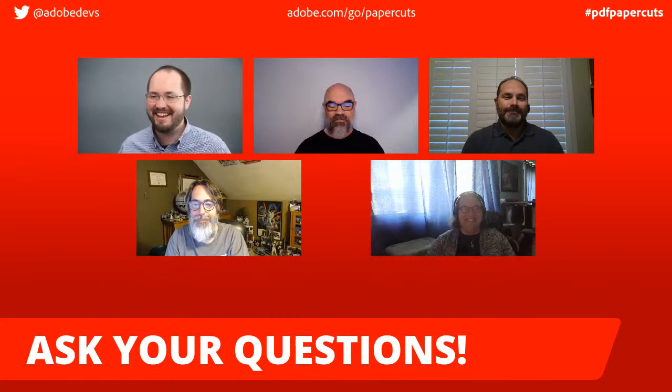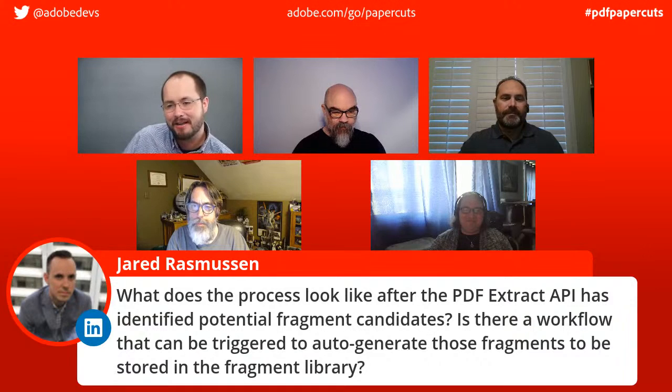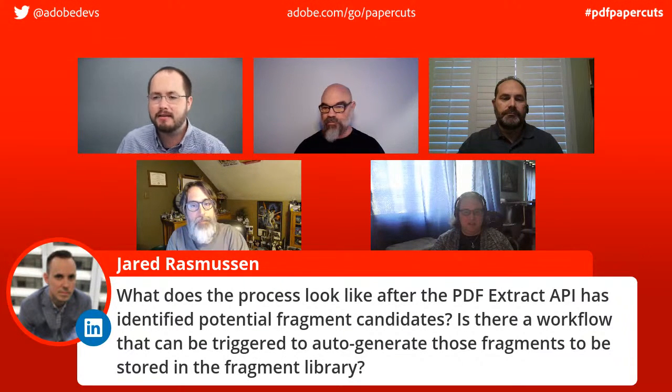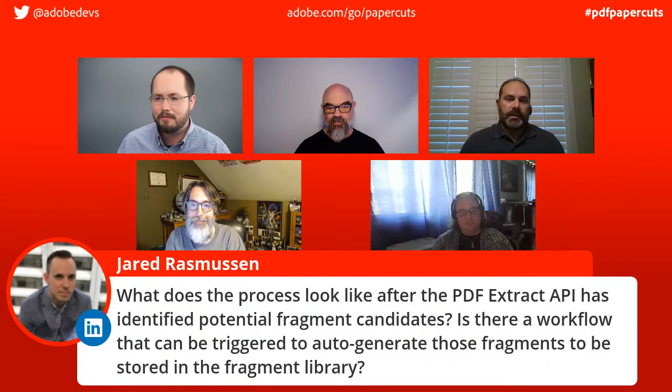There you go. So there's a question that we got on LinkedIn, which was, what does the process look like after the PDF Extract API has identified potential fragment candidates? Is there a workflow that can be triggered to auto-generate those fragments to be stored in a fragment library? I'm not sure who wants to take that, Jeff or Adia.